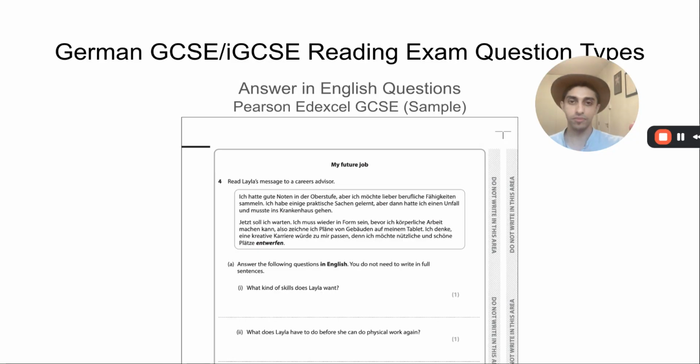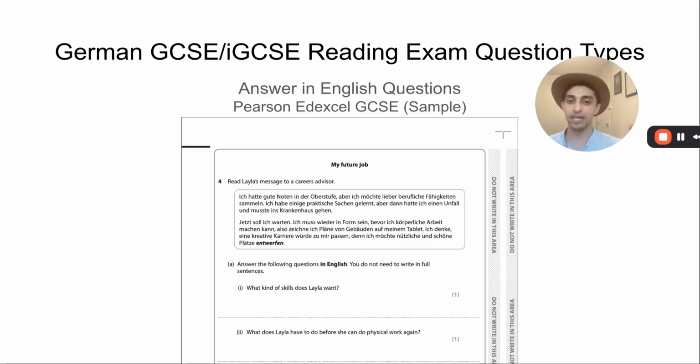Okay, moving on to questions where you've got to answer in English. Again, this comes from the sample material for Pearson Edexcel GCSE. Again, the questions instructions should be written out clearly, and then you'd have a text to read as well. So make sure to read through the text fully at least once. And questions where you've got to answer in English, of course, require you to answer reading comprehension questions on that text in English.